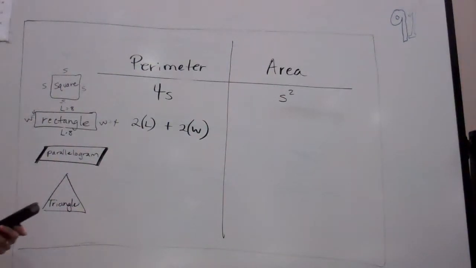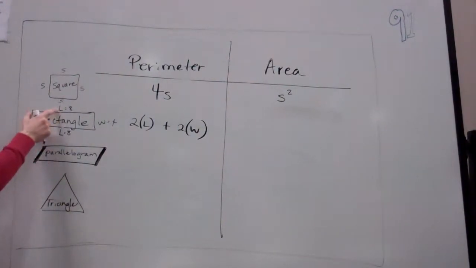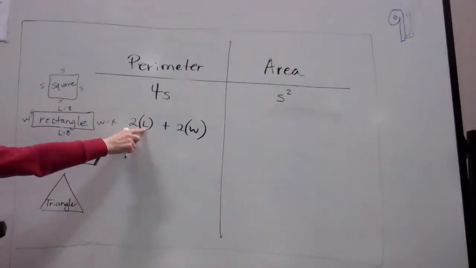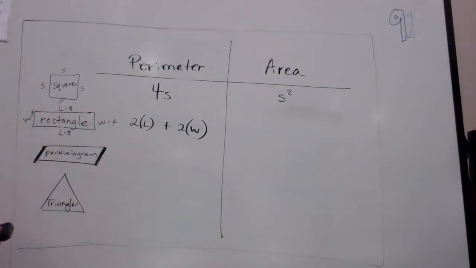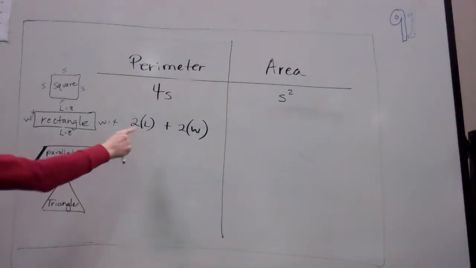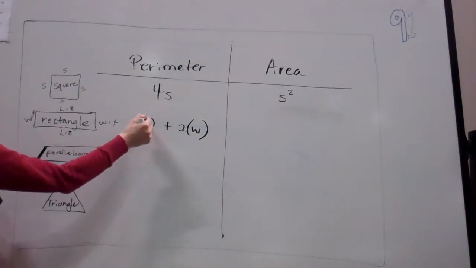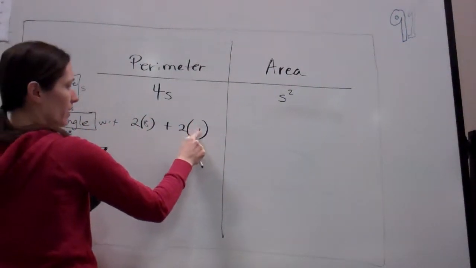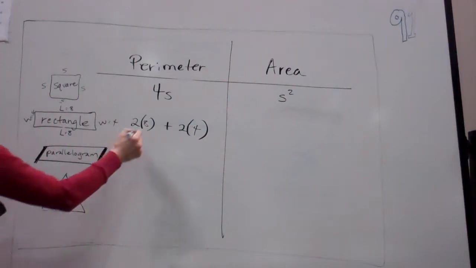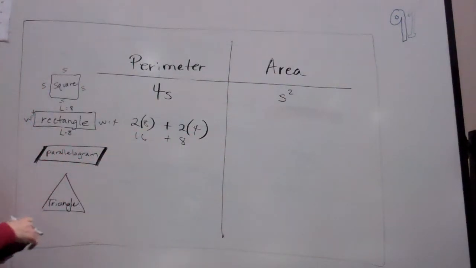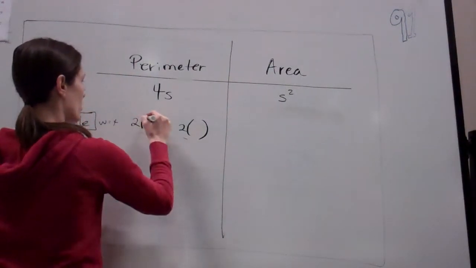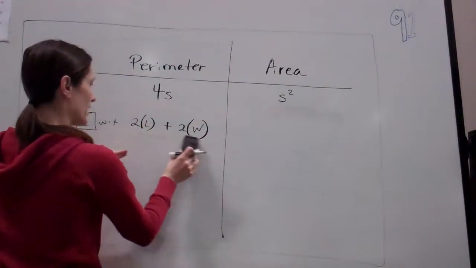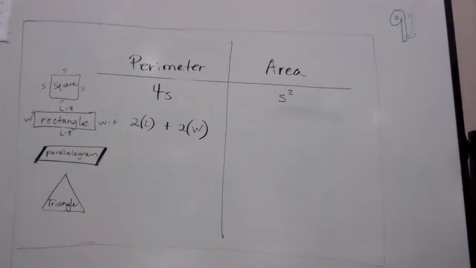So you're kind of trying to make common sense of it, putting common sense into your brain. I have 2 lengths, 2 times my length. I have 2 widths, 2 times my width. Does everybody understand? So my length, I would put an 8 in there, and my width, I would put a 4 in there. And then I would get 16 plus 8, and then get 24. Everybody understand? So that is my formula for finding the perimeter.